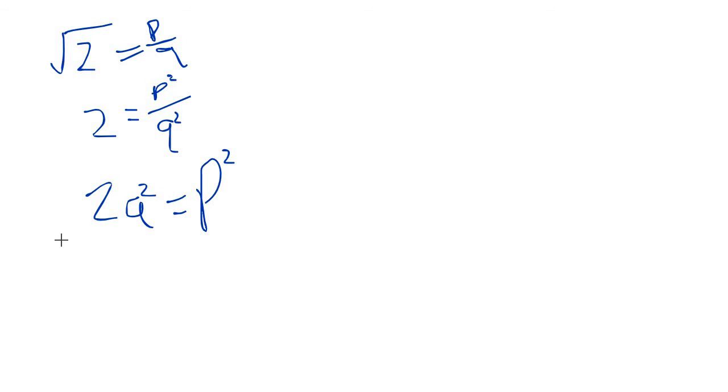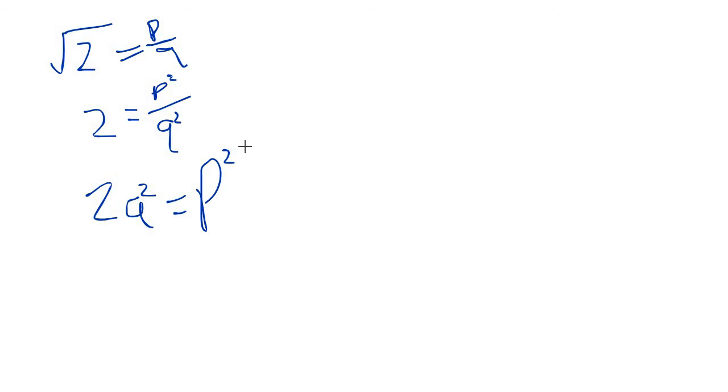Okay, so what we can deduce from here is that p squared is even, because 2 times q squared equals p squared, which means that p squared is a multiple of 2. And since p squared is even, p must also be even, because if p was odd, then p squared would be odd. So p has to be even. It's the only way that p squared will be even.